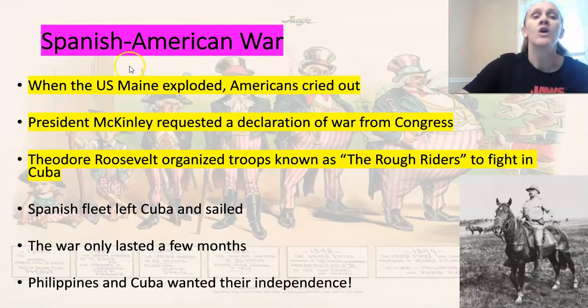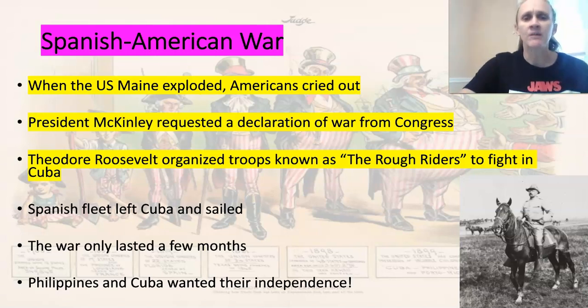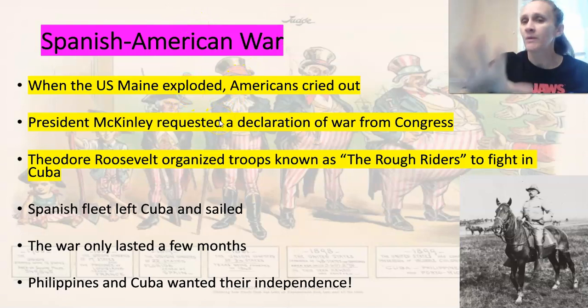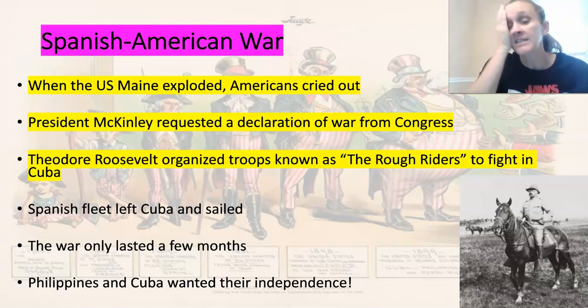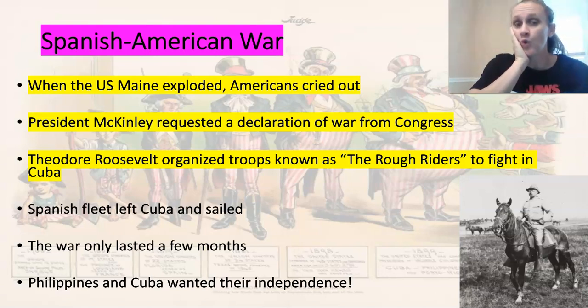All right, so when the USS Maine exploded, Americans were absolutely outraged. How could this happen? How could somebody destroy our battleship? President McKinley went to Congress and asked for a declaration of war because if you remember anything about the unit on creating our Constitution and developing a new identity and a new government, only Congress can declare war. So President McKinley goes to Congress and says, I need a declaration of war.